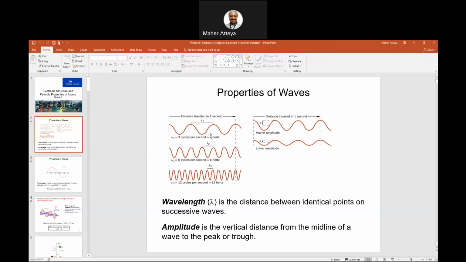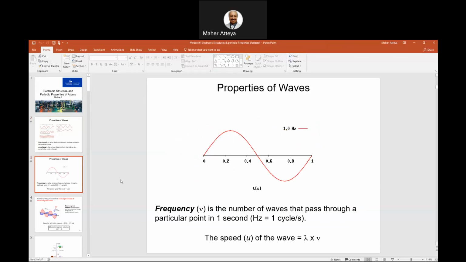So here you can see the properties of a wave. The wavelength is just from one peak to another peak. The distance is called wavelength, the length of the wave, correct? The amplitude, from the top of the peak to the baseline, is the height of the wave, called amplitude. And how is it repeating itself, like if you have seen an oscilloscope? That's frequency, correct?